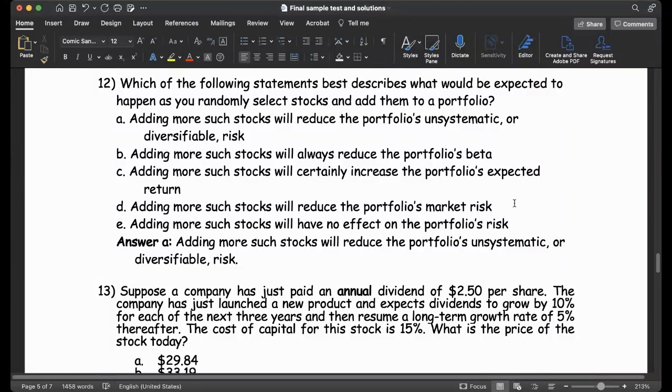Adding more such stocks will reduce the portfolio's market risk. Remember, market risk cannot be diversified away. That's the bottom part in that diversification graph. No matter how many stocks you add to the portfolio, market risk cannot be diversified away. The upper part of the graph that can be diversified away is the unsystematic or diversifiable risk. Option E, adding more such stocks will have no effect on the portfolio risk. This is not true. The total portfolio risk will go down as you add more stocks because the unsystematic part will go down.